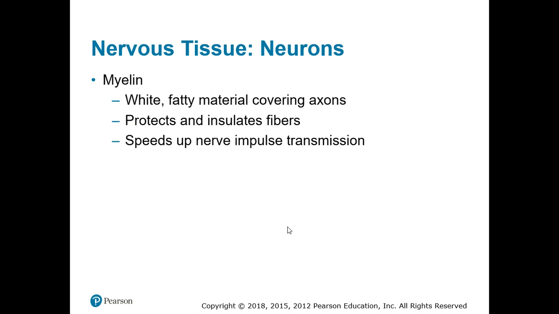With that being said, I said that we would talk about something called myelin sheaths. So myelin is a short name standing for myelin sheaths. All this is a white fatty material that covers the axons, and they protect and insulate the fibers. The other thing it does is it helps speed up nerve impulses that are being sent down an axon.